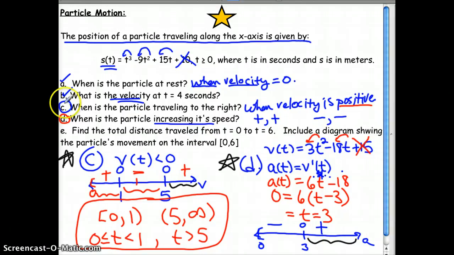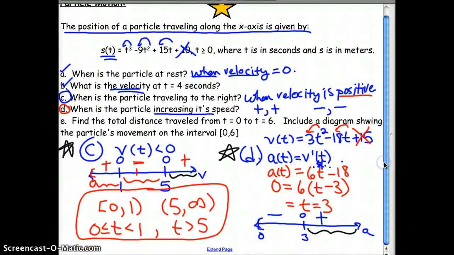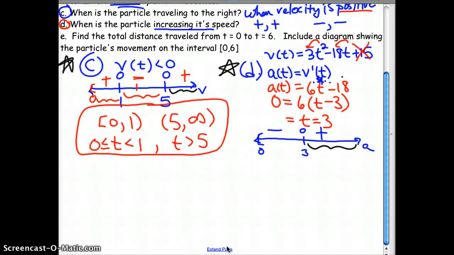And I would answer that question with anywhere greater than 5. Both of them are positive. Next up, I want to know where both are negative. Well, acceleration's negative all the way from 0 to 3. But velocity is only negative from 1 to 5. So I'm looking at where those two cross. Where are they both going to be negative?